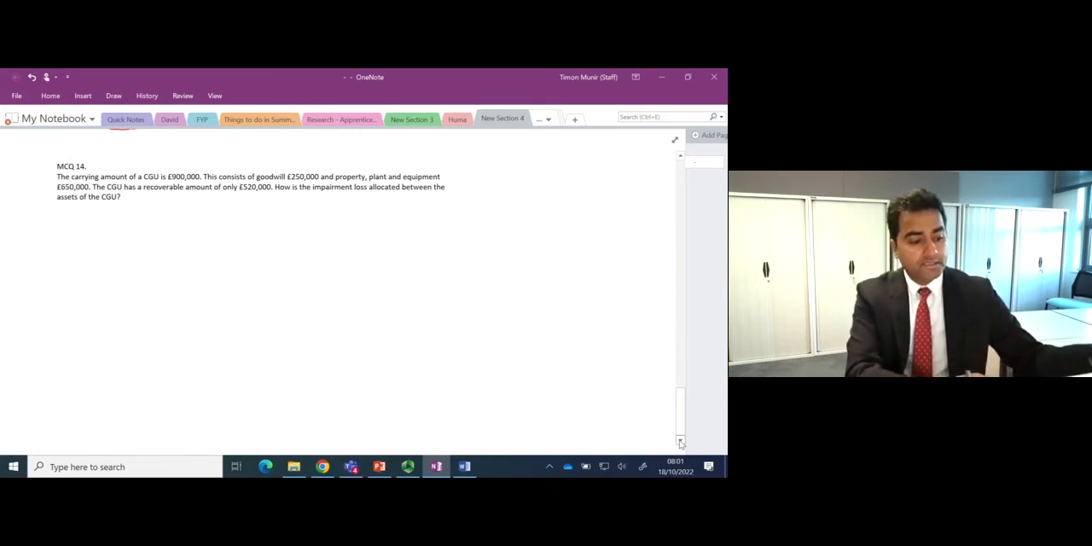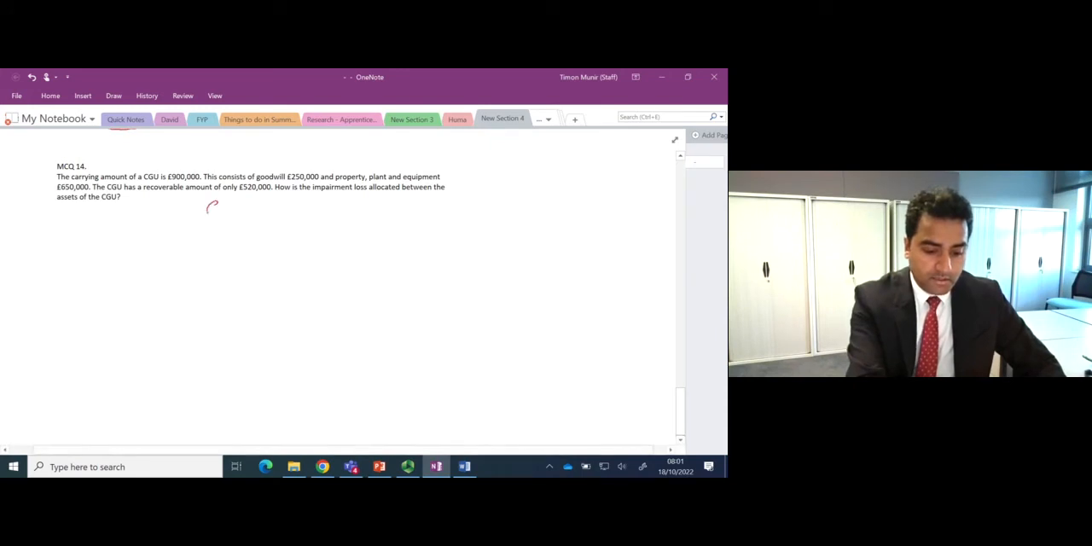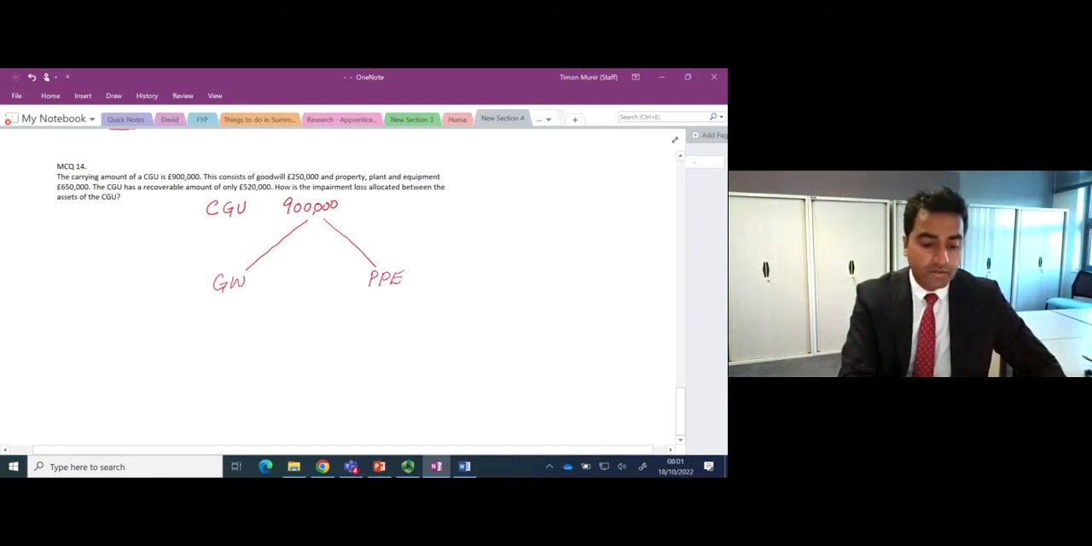So cash generating unit is £900,000. Cash generating unit has a value of £900,000, and this £900,000 is made up of the goodwill of the company and the property, plant and equipment. And the value of the goodwill is £250,000, and the value of plant, property and equipment is £650,000.